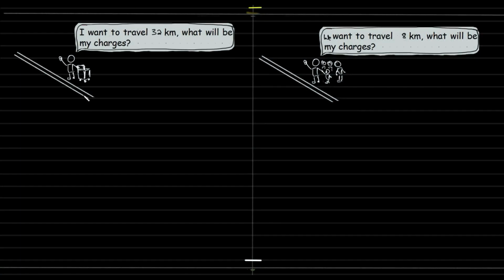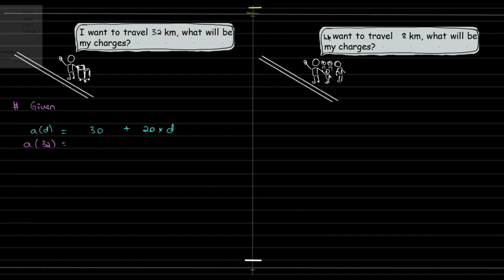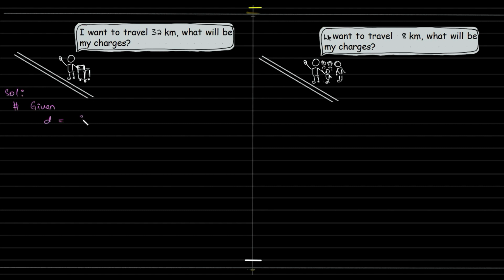Okay, so let's verify this using our traditional calculations also. So we know that the amount, which is dependent on the distance, is equal to 30 plus 20 into d. That's our formula. Here I'm going to say that the person is going to travel 32 kilometers, right? It's given that... okay, let me put it in, I'm not happy with this presentation. So we have the solution: given d is equal to 32 kilometers. Next is formula and substitution.